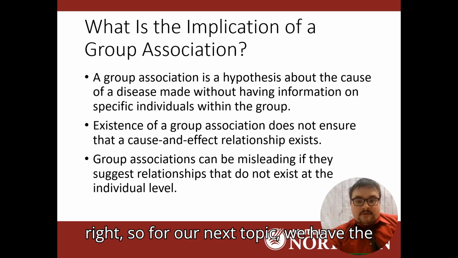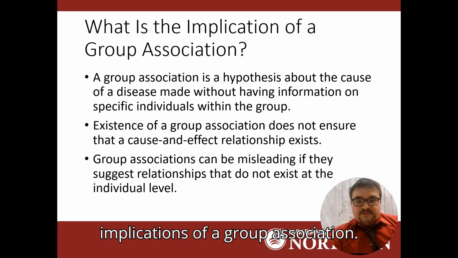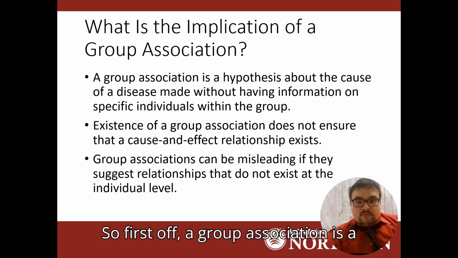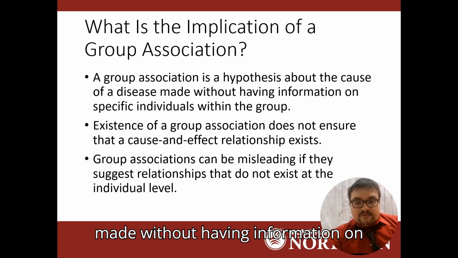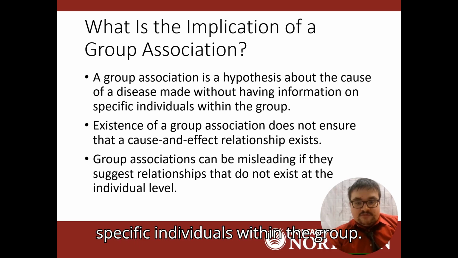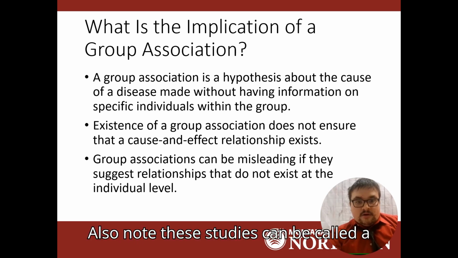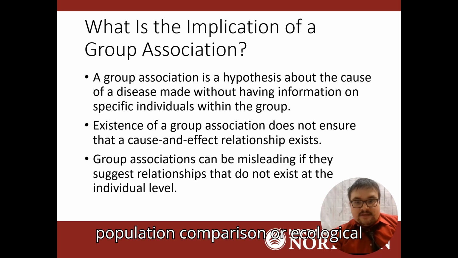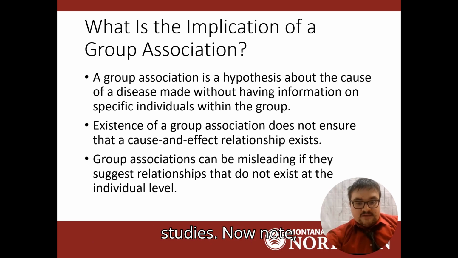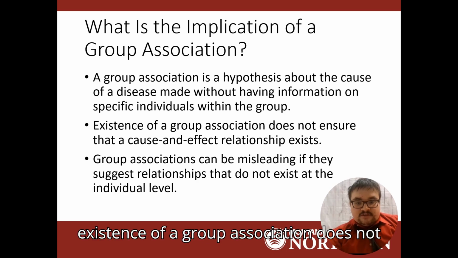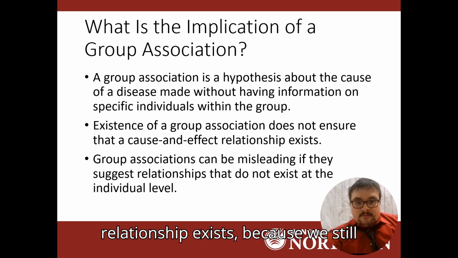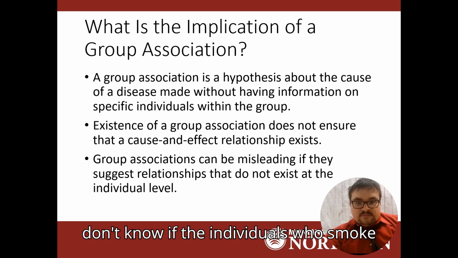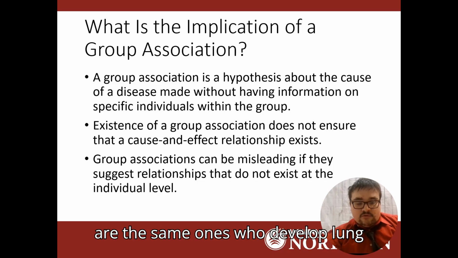All right, for our next topic, we have the implications of a group association. First off, a group association is a hypothesis about the cause of a disease made without having information on specific individuals within the group. Also note these studies can be called population comparison or ecological studies. Now note, the existence of a group association does not ensure that a cause and effect relationship exists, because we still don't know if the individuals who smoke are the same ones who develop lung cancer.